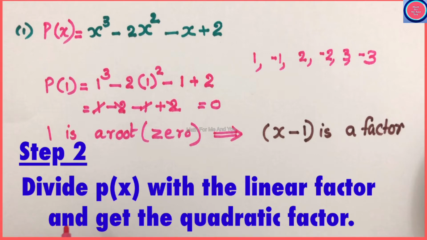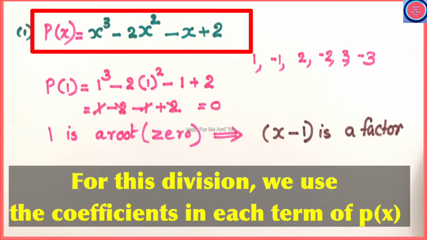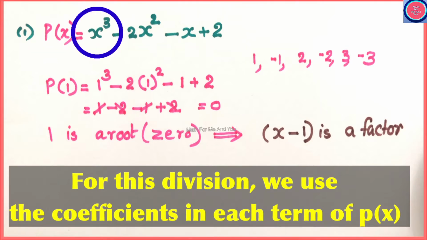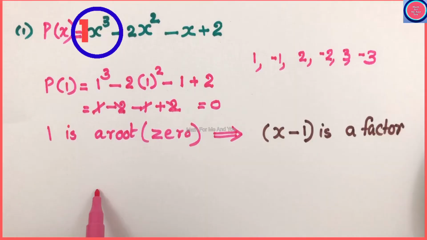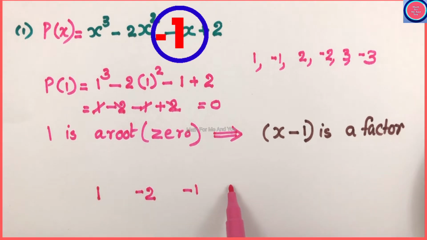Here we are going to divide p of x with x minus 1 in an easy way. For that, we will use the coefficients of x in p of x. What is the meaning of coefficient? The number with each term. X cube, what is the coefficient? 1. So we will write 1 first. Minus 2x square means we write only minus 2. Minus x means we write minus 1. And the last term is 2 we write.